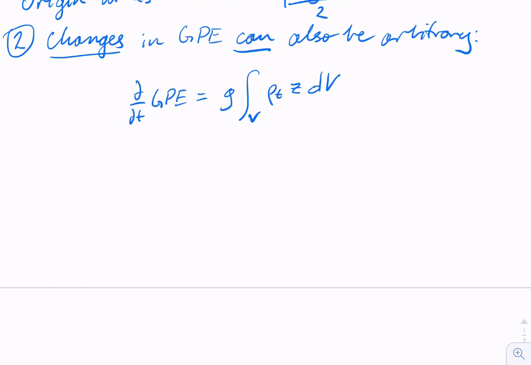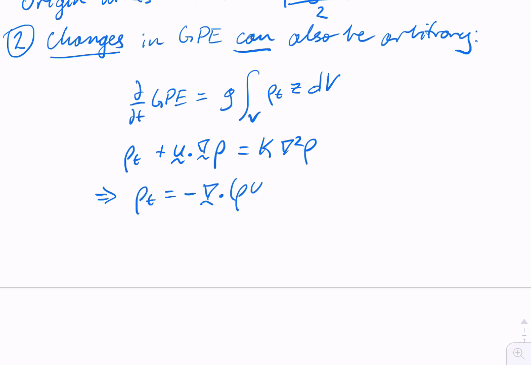We can evaluate the right-hand side of this equation by assuming that density is governed by a straightforward advection diffusion equation, or dρ/dt plus u dot grad ρ equals κ grad squared ρ, where u is the velocity vector and κ is the diffusivity. Equivalently, we can write this in flux form. dρ/dt equals negative the divergence of ρu plus κ grad squared ρ.